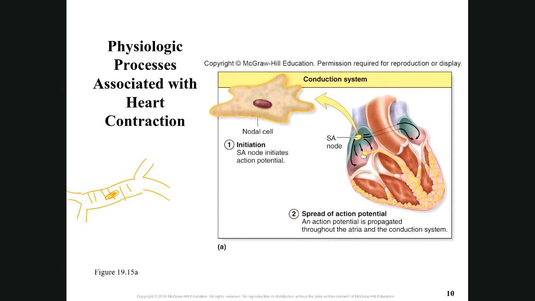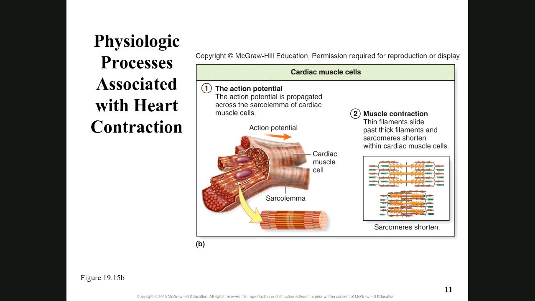After that, we have a delay for transmitting of this information in the AV node. Then it goes down to the AV bundle, bundle branches, reaches the apex of the heart, and then goes up on both lateral walls of the heart. And here you can see the cardiac muscle cells. I told you that in the cardiac muscle cells, we have a branching pattern, we have striation, we have central nuclei, sometimes one and sometimes two nuclei, and we can see a striation here.